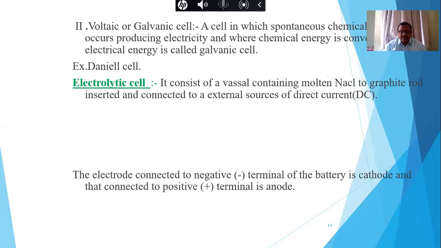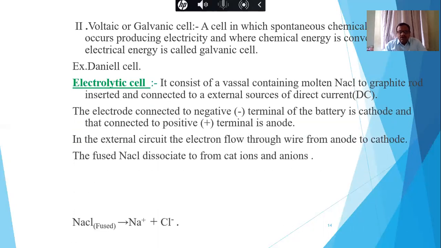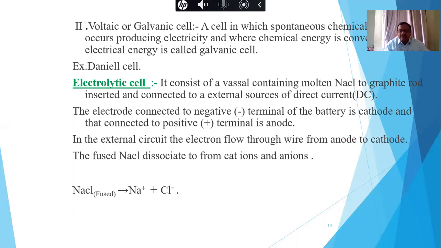The second type of cell is called as a voltaic or galvanic cell. This voltaic or galvanic cell is a cell in which a spontaneous chemical reaction is producing electricity, where chemical energy is converted to electrical energy. Such type of cell is called as voltaic or galvanic cell. The example of such type of cell is a Daniell cell.